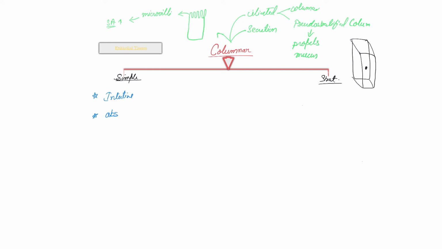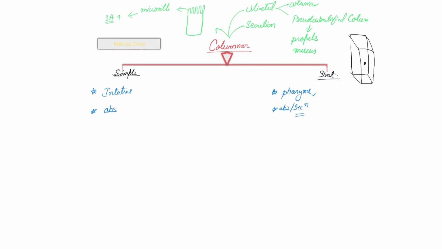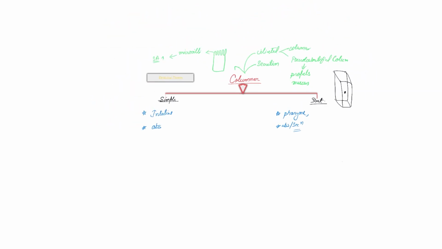Now, if you talk about the stratified columnar, again, it's a bit rare in your body, and it would be found to some extent in your pharynx, or in some cases in some glandular ducts, right? So it's relatively very limited in your body, and the function is the same, that it will have some absorption or secretion role. So I hope things are clear to you.